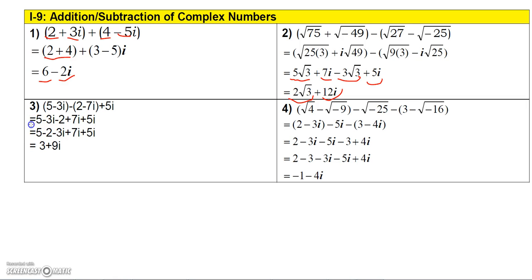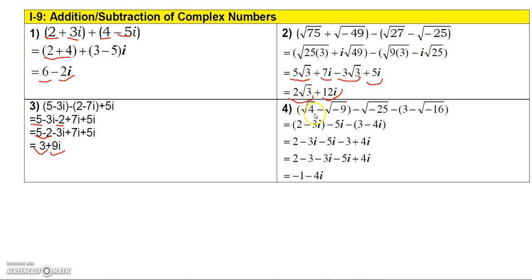Now notice that I have a 5 here and a minus 2 here, so that's the real part. So 5 minus 2 gives me 3. And then notice I have a minus 3i here, plus 7i here, and a plus 5i here. If I combine these 3 numbers, minus 3i plus 7i would be 4i, and then 4i plus 5i would give me 9i. So that would give me 9i for the imaginary portion of that complex number.